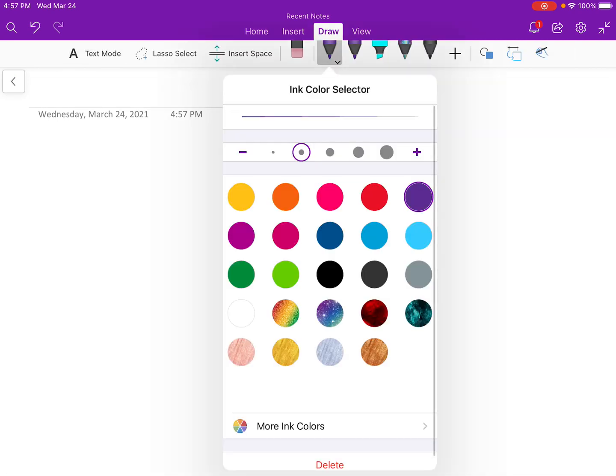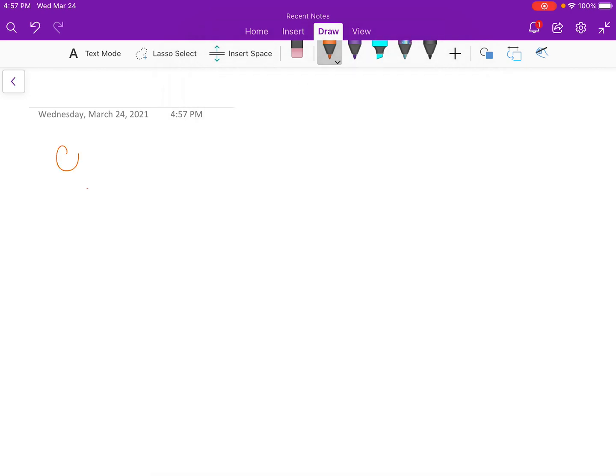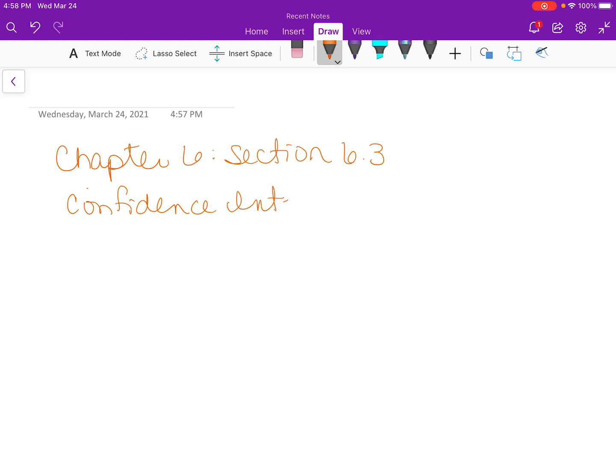by looking at, let's do orange this time. So chapter 6, section 6.3. And this time we are going to look at confidence intervals for a population proportion.